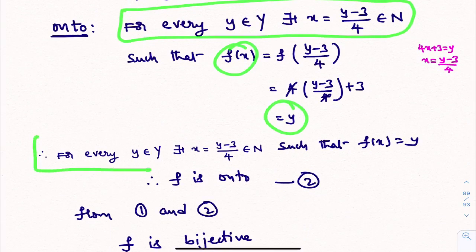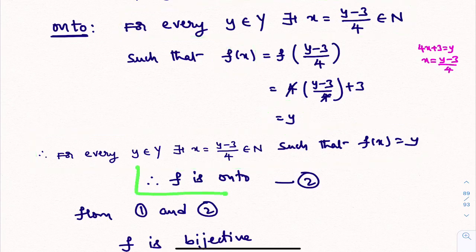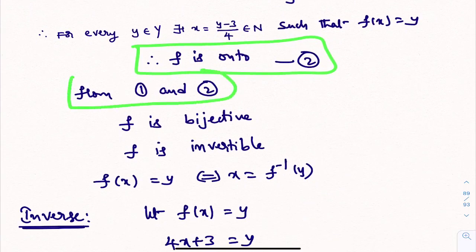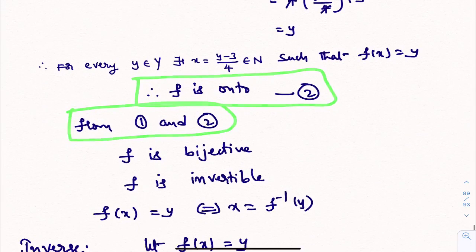Same thing I written here. For every y belongs to Y, there exists x belongs to N such that f of x equal to y. This tells you that the given function is onto function. Okay. So from 1 and 2, what I can say? 1 says that the given function is one-one function. 2 says that the given function is onto function.